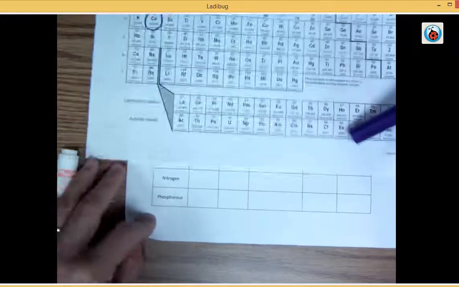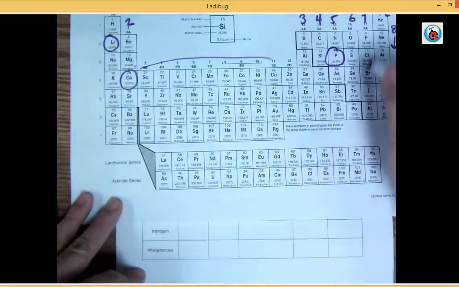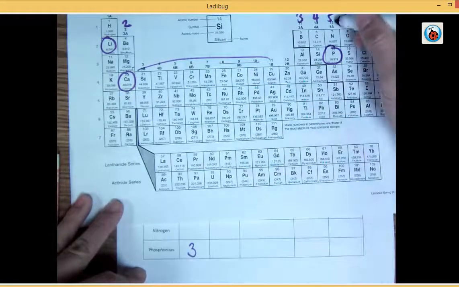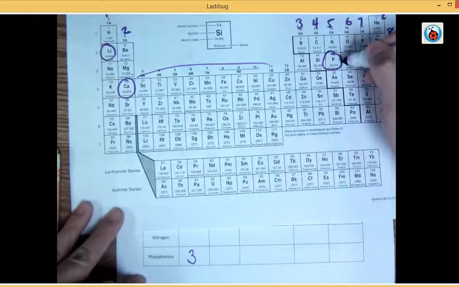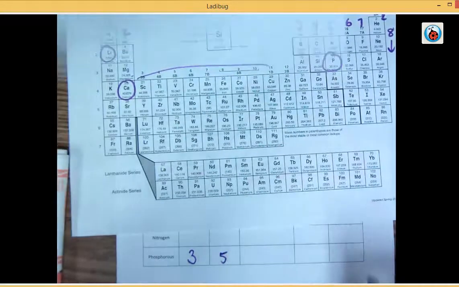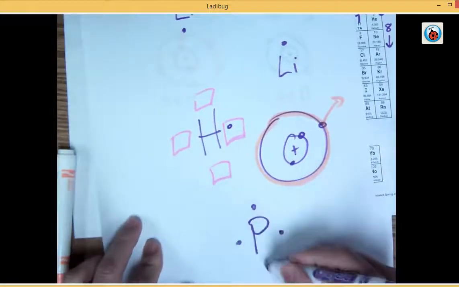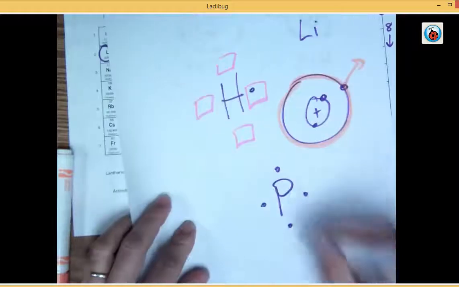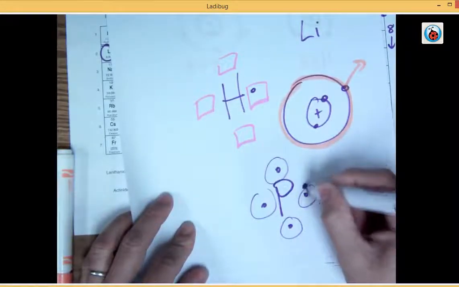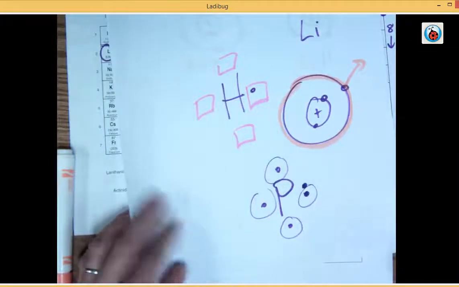Phosphorus is right there, element number 15. It's in column 5. It's on row 3, so energy level's 3. It's in group 15, so it's got 5 valence electrons. So for phosphorus, it's P here. You go 1, 2, 3, 4. There has to be 1 in each section before you can pair it up. So then the 5th one will be paired with 1 of them. It doesn't matter where this pair is.